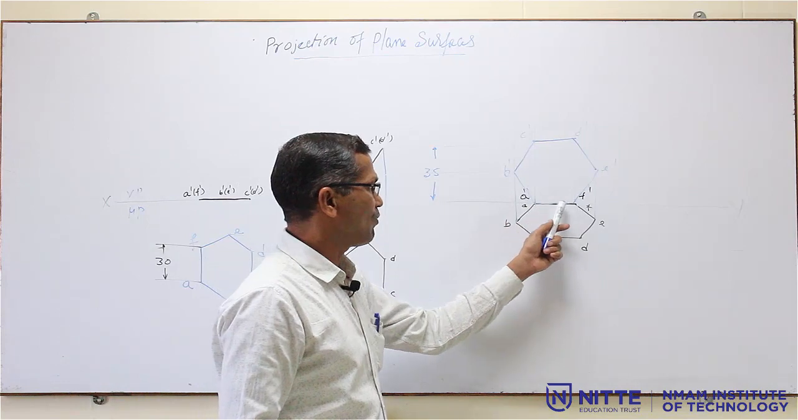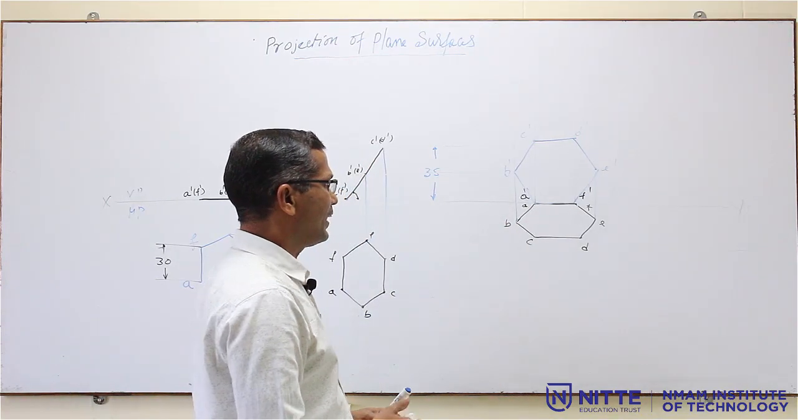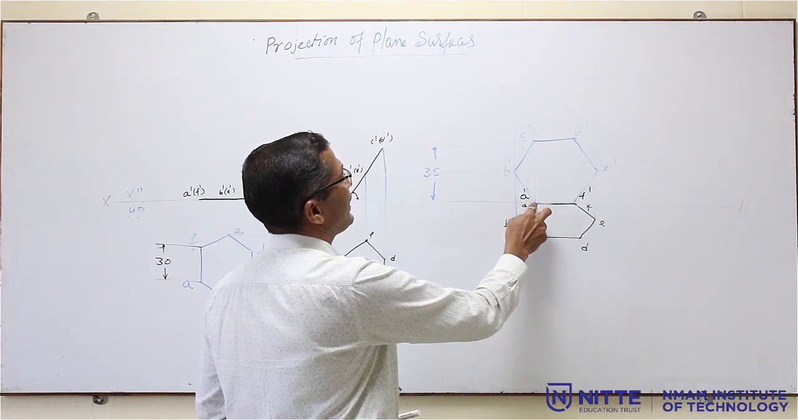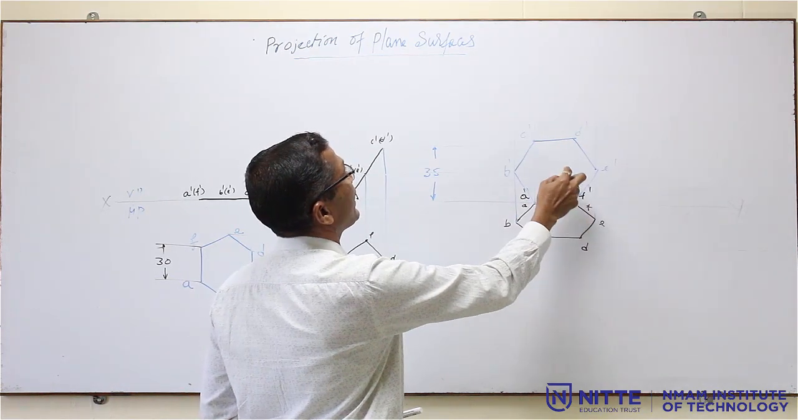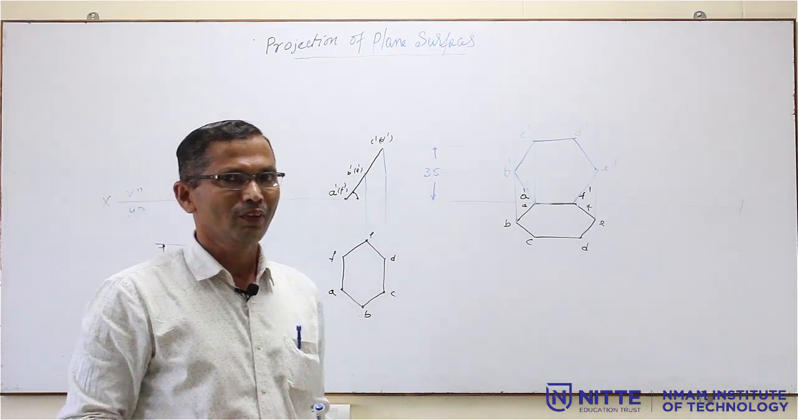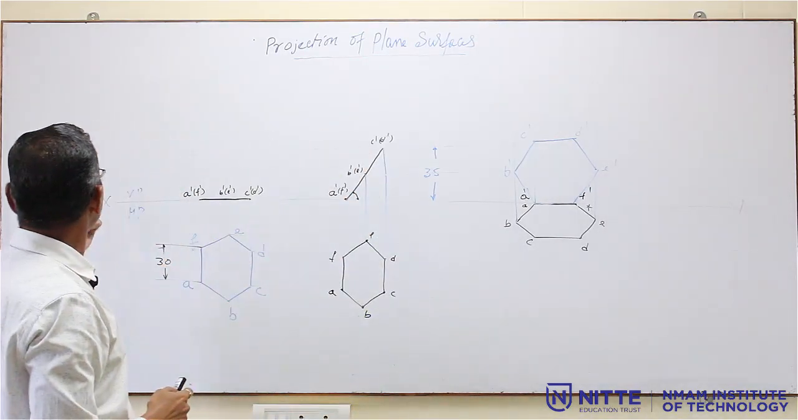It is AF only. Now, if it is the opposite side, then this becomes CD and AF will be A dash, F dash, and the other will be on the opposite side. So, this will complete problem number 9.